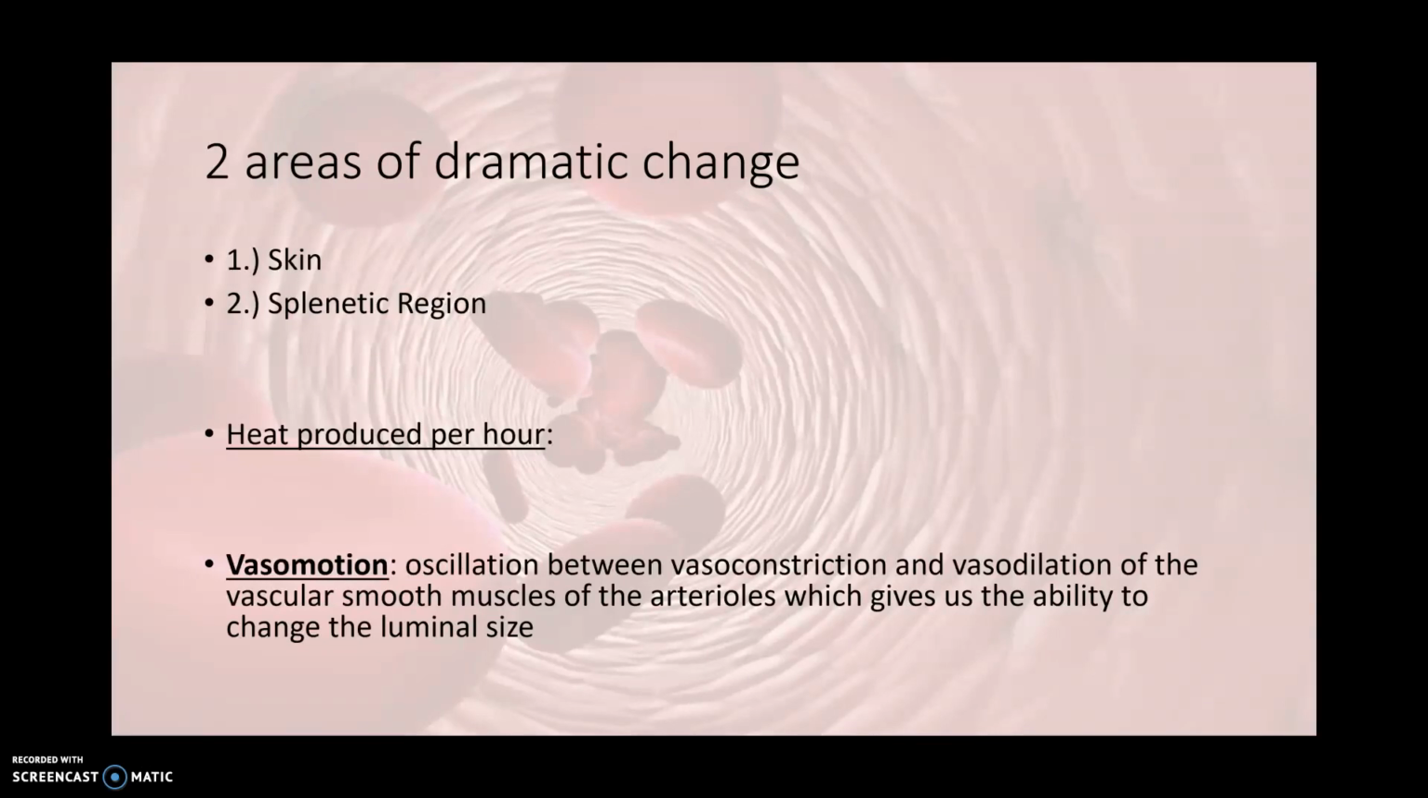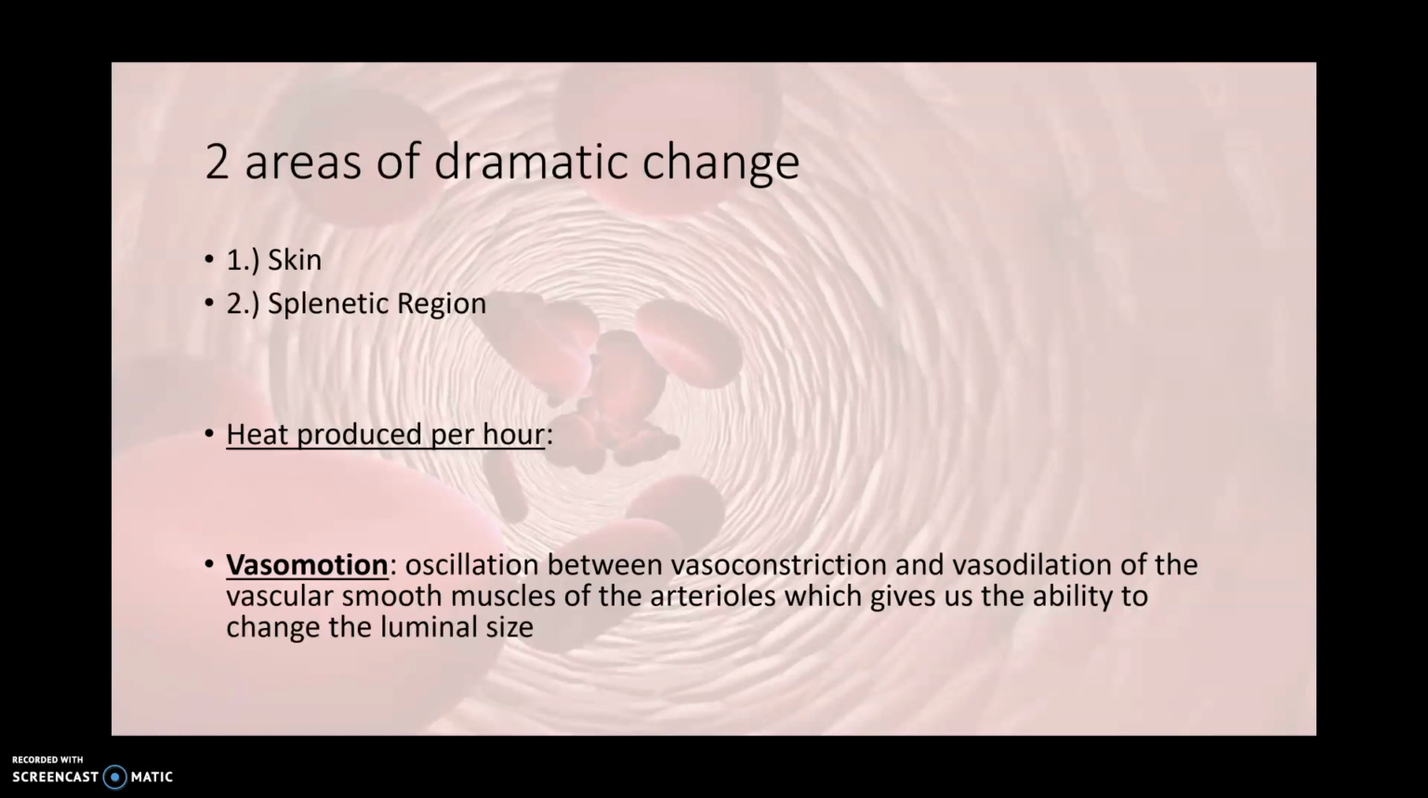With regard to our skin, this gets a lot more blood during exercise. Because why? We want to get rid of heat. So we are trying to thermoregulate by bringing blood to the surface so we can dissipate that heat into the environment. On average, we produce about 70 kcals of heat every hour. So if we don't dissipate those kcals to the environment around you, your body will go up about 1.5 degrees Celsius every hour.